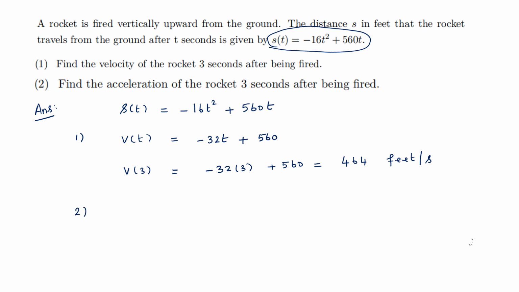And the second one, acceleration function, we have to find out. A of t: acceleration is the derivative of the velocity. So velocity is here, derivative of this one. Minus 32t derivative is minus 32, and 560 derivative is 0. So now we have to find a of 3 value. What is a of 3? There is no t here, that is why it is minus 32. And the unit of acceleration is feet per second square.